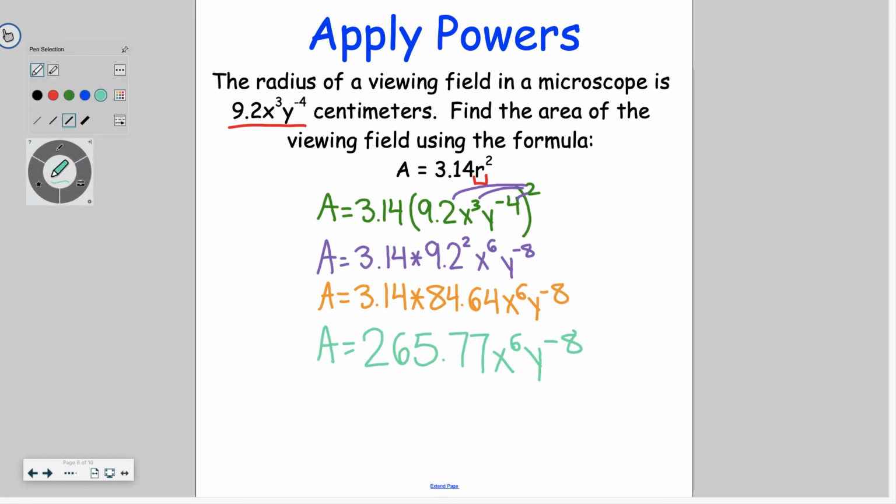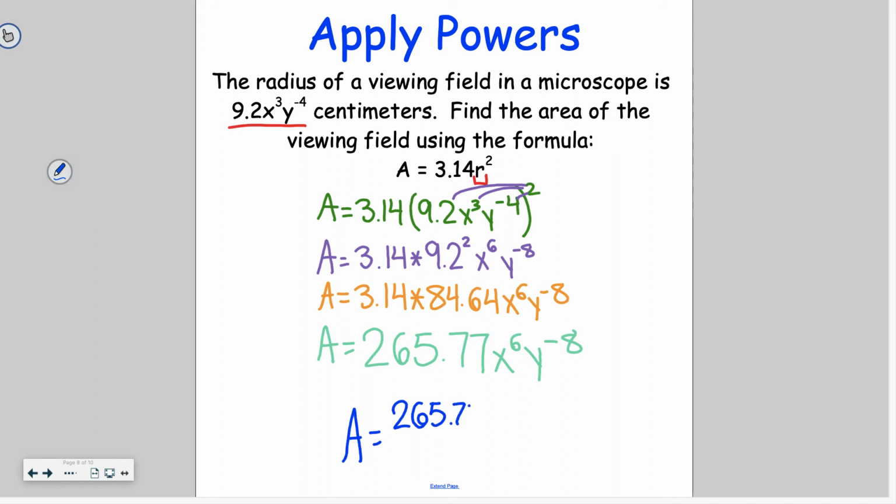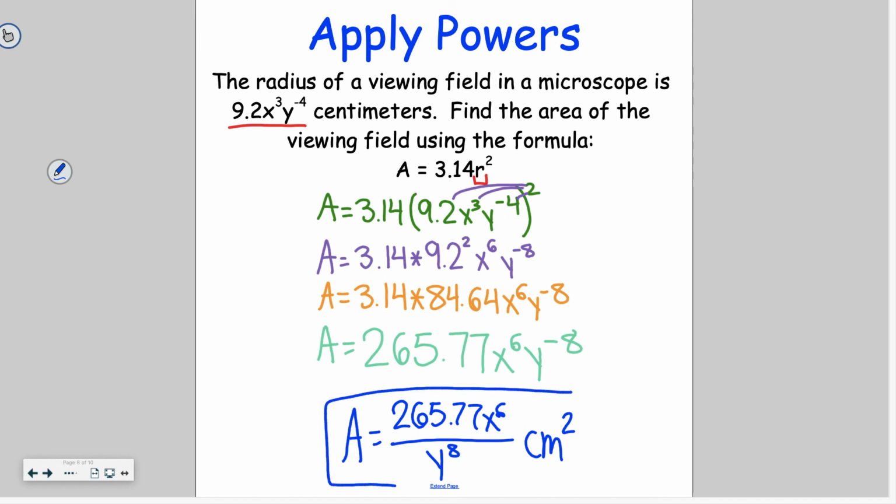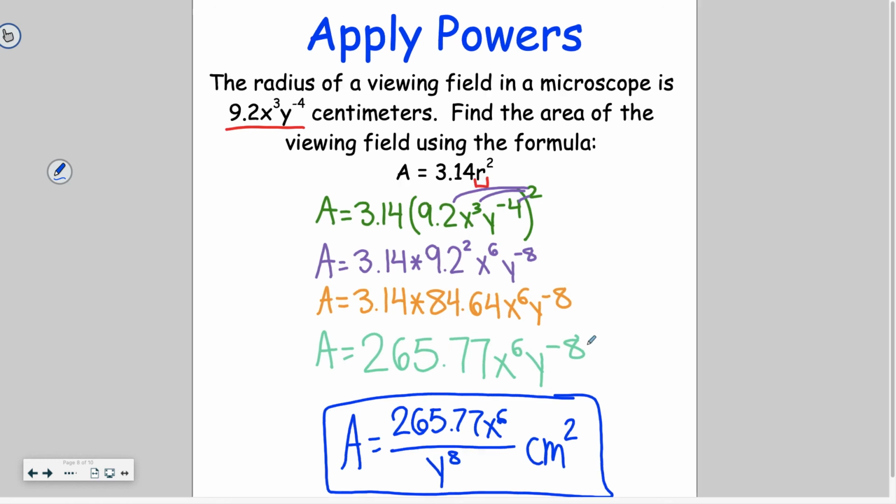We don't want negatives in our final answer, so I'm going to say my area is equal to 265.77 x to the 6th over y to the 8th power. And then I'm going to put my label on there, which in this case is going to be centimeters squared. So I know it looks weird that we don't have an actual final answer here, but we have this formula that would give us the answer once we know what x and y are.